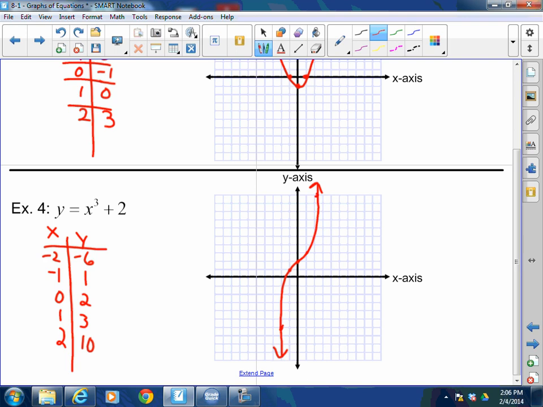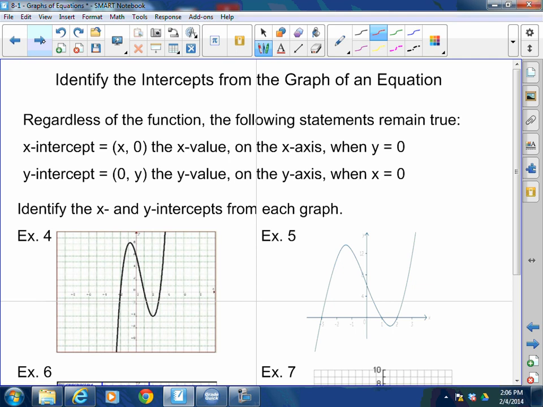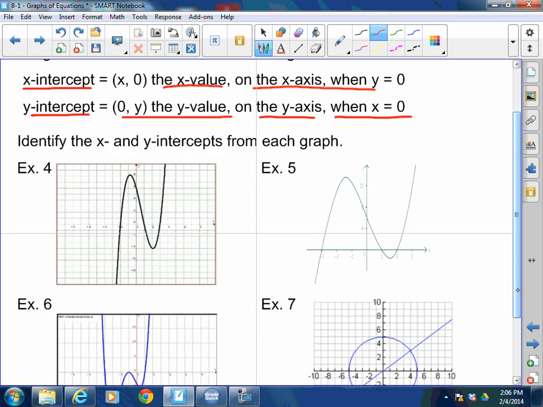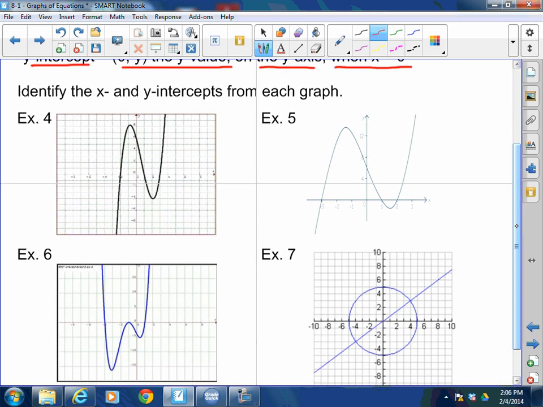You promise? Okay. Now, let's identify the intercepts from the graph of an equation. Remember that the intercepts, the x-intercept is the x value when y is 0. The y-intercept is the y value when x is 0. Regardless of the function, the following statements remain true. The x-intercept is the x value on the x-axis when y is 0. The y-intercept is the y value on the y-axis when x is 0. By looking at these graphs, you can immediately tell what the intercepts are.